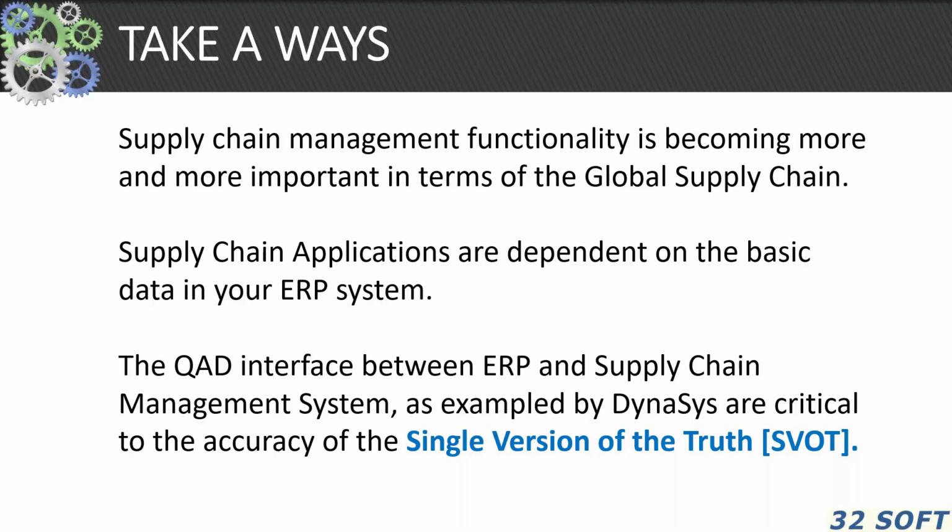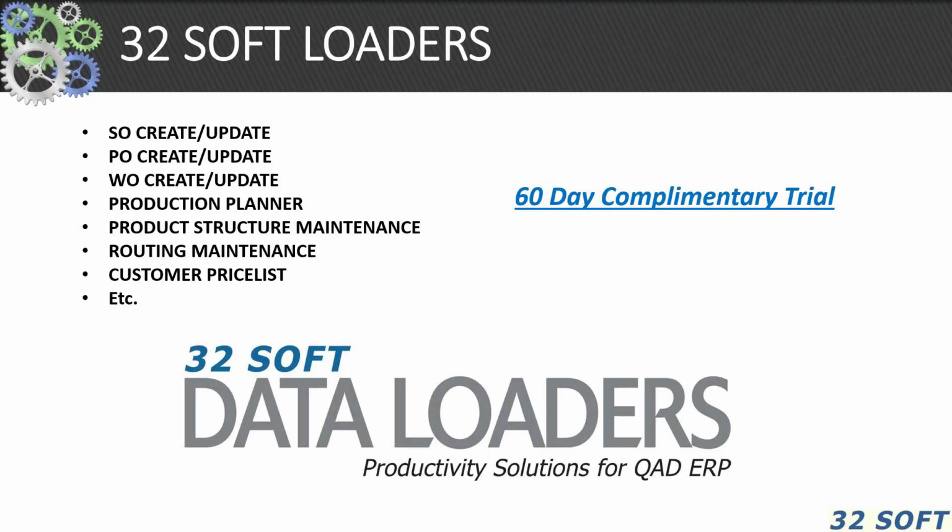We have talked many times about the need for data accuracy in terms of quantities, processes, etc. in your QAD system. The QAD interface between ERP and supply chain management tools, as exemplified by Genesis, is critical to the accuracy of SOVT, the single version of truth. In these dynamic and turbulent times, we may find changes in dates and other information need to be put into ERP, our QAD system, more frequently and in larger volumes.